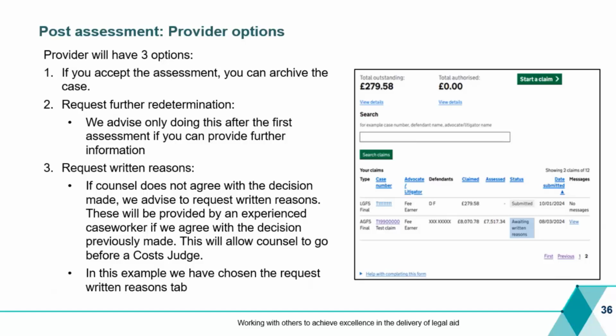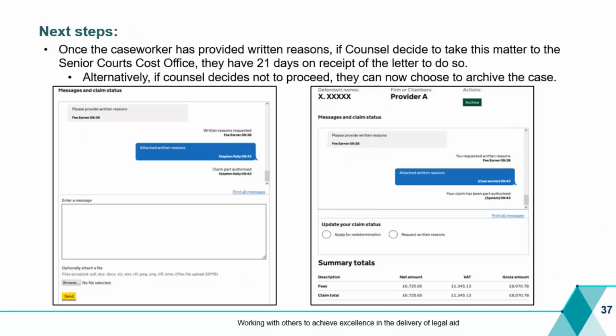However, if our caseworker, on full consideration of the facts, still believes the decision made was correct, we can then provide you full and detailed written reasons to allow you to take the matter before a cost judge. So we would advise, if we get to that sort of impasse where we're clearly in different positions based on our interpretation of the facts, that written reasons is really the best option at that stage. Once we get that, we would then attach the written reasons and send that back to yourselves.